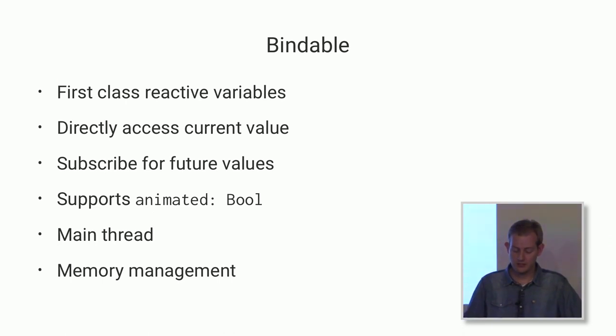Subscribe for future values. It has built-in support for animated, because we were looking at it and using it, and it turns out that mostly the only thing we're interested in when we get an event is whether it's animated or not. We have the value, and then the one extra thing we need to know is if it's animated or not. It by default just calls back everything on the main thread because it's built for doing UI, so why not? And it has memory management stuff.